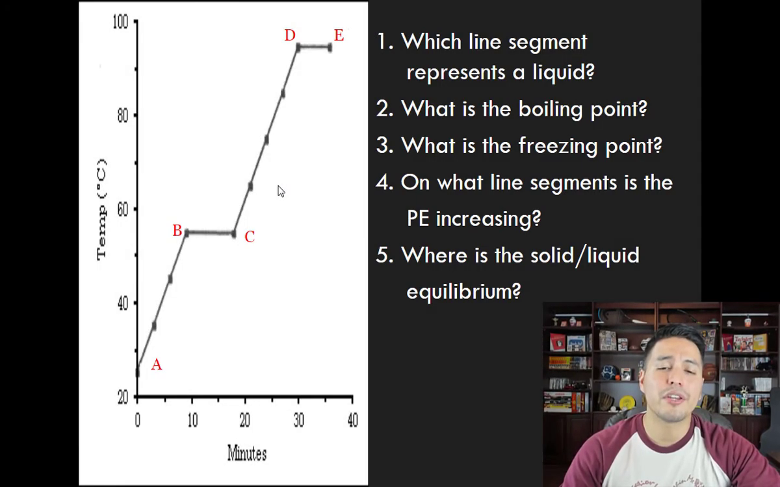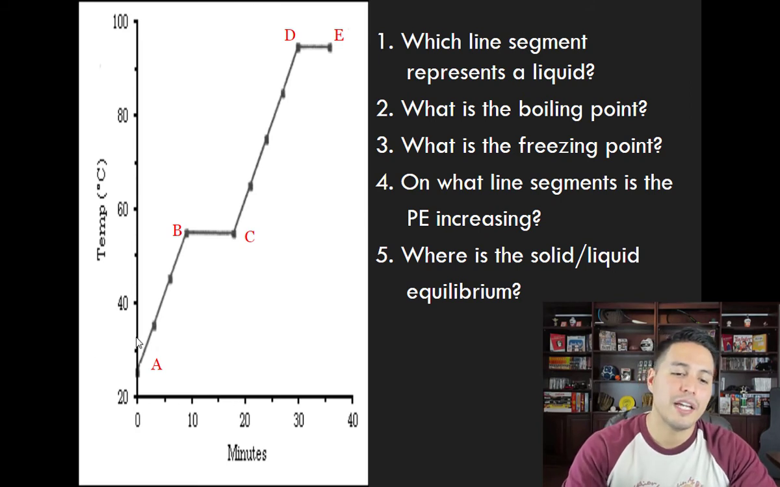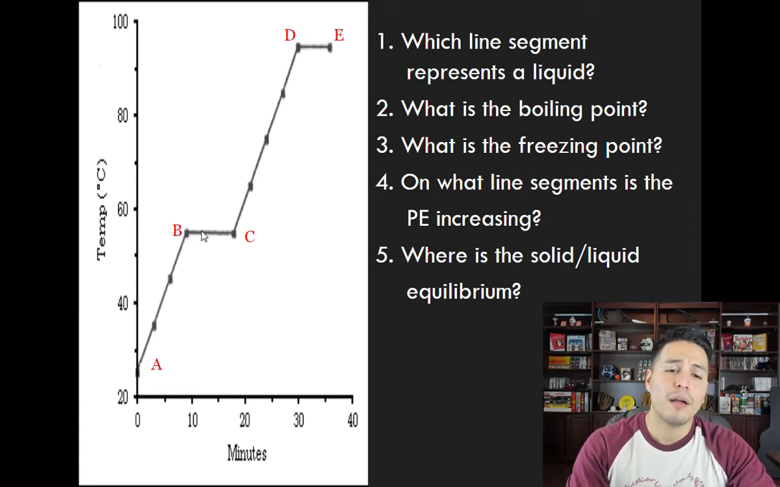Alright, so here's another phase change diagram. It's probably best if you pause the video and try these by yourself. So for number 1, it's asking, which line segment represents a liquid? In order to answer this, you have to make the assumption that your starting point is going to be your solid phase. In this case, it's point A. So point A is right here. I'm undergoing a phase change, and therefore, my liquid phase must be occurring at point C and D.